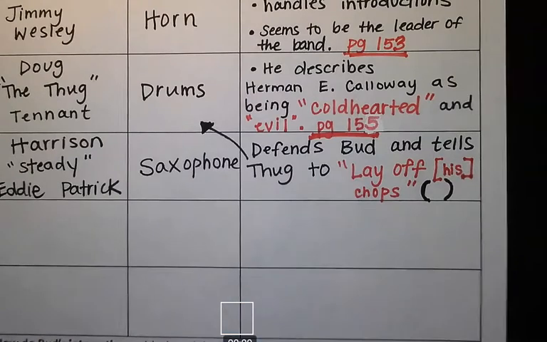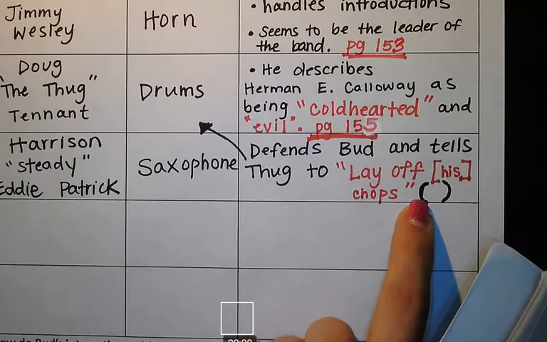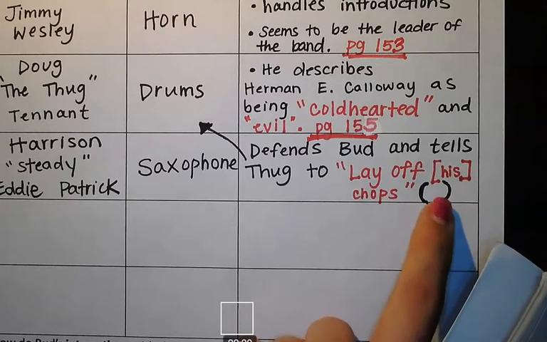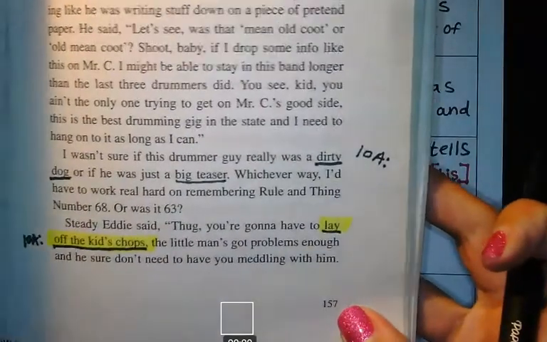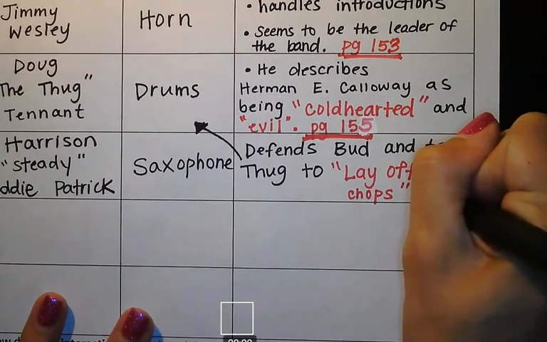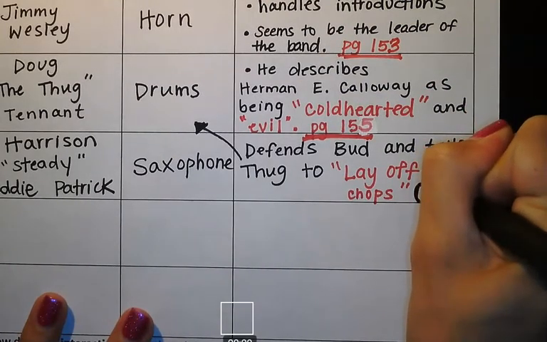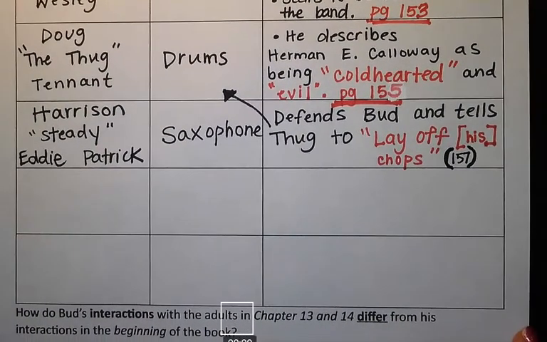Parentheses. So if you said we need to add a citation, right, the page number, and if you said this symbol right here are parentheses, you're correct. And I got that on page 157, so that's going to be my citation, right? Right here. 157. Next, character.